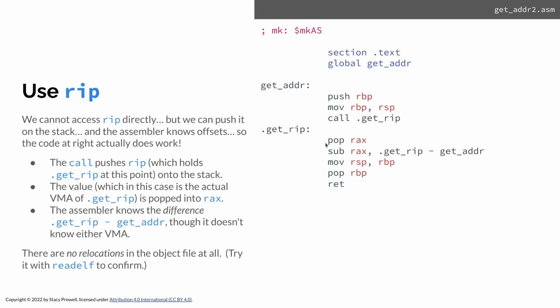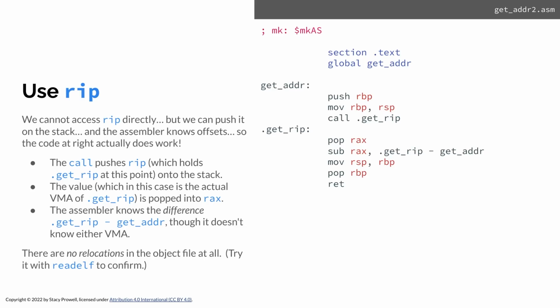A call pushes the value of RIP onto the stack. The value of RIP, when I'm at the call here, is actually this address right here. So it's the address of get RIP. And that puts that straight onto the stack. Right? Sure. So that means that when I do the next thing, which is pop RAX, I actually now have in RAX the address of get RIP. The actual runtime absolute address of get RIP.